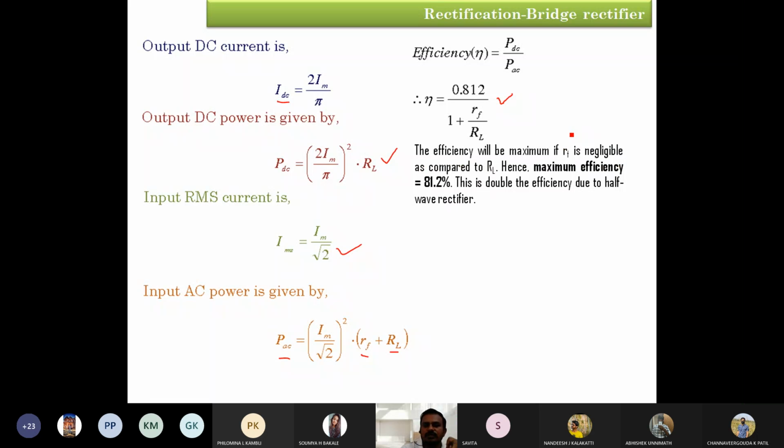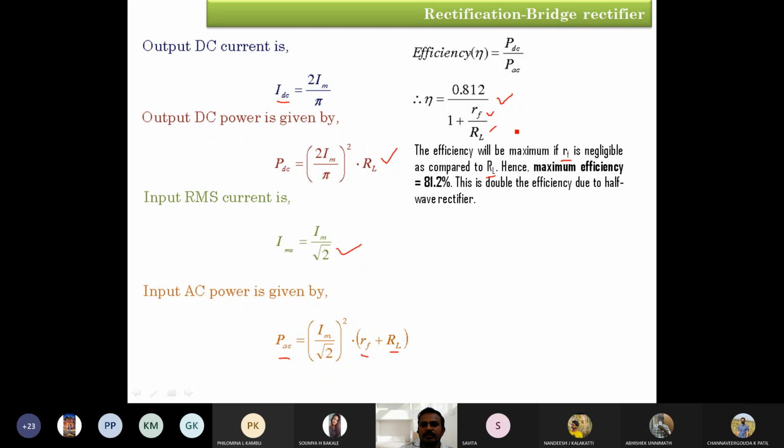So if you consider the 2 resistances, the diode resistance and the load resistance, comparing these 2 resistances, the efficiency will be maximum if RF is negligible as compared to RL. Obviously, it is a negligible thing because during conduction, the resistance offered by the diode is negligible, or you may say it is a minimum value. Therefore, the minimum value divided by the maximum value, what you are going to get.